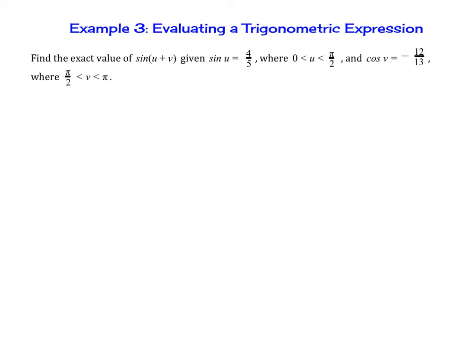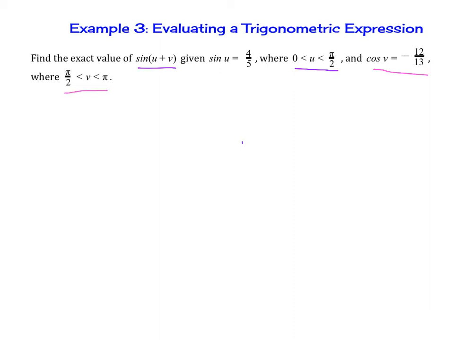Example 3, we're looking at evaluating a trigonometric expression. Find the exact value of sine of u plus v, given that sine of u equals 4 over 5, where u is between 0 and pi over 2, and cosine of v is negative 12 over 13, where v is between pi over 2 and pi. So it's telling us what quadrant it's in.